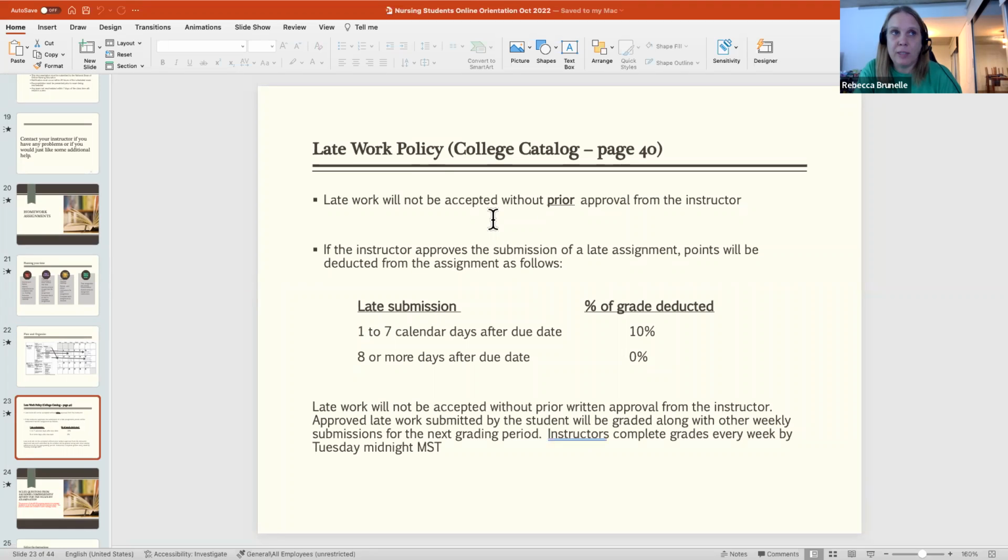So we've talked about this. You need to get prior approval. You have up to 1 week after, and then there's a 10% deduction.